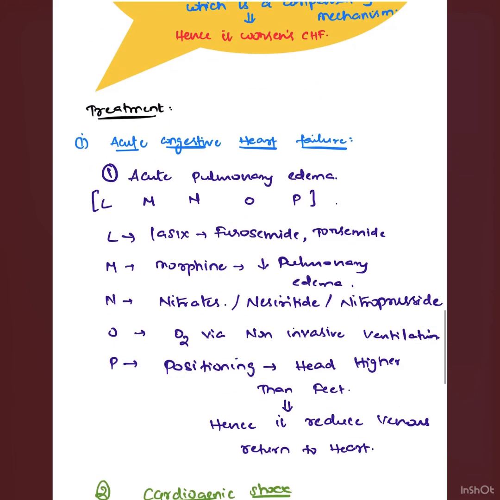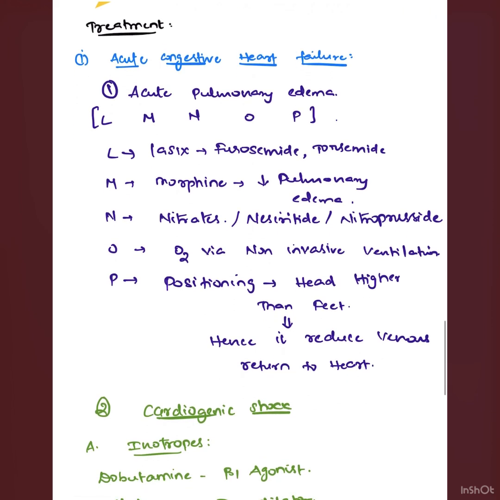Next is treatment. First we will see acute congestive heart failure, where there are two conditions: acute pulmonary edema and cardiogenic shock. For acute pulmonary edema we can use the mnemonic LMNOP. L is for Lasix, that is furosemide, and torsemide can be given. M is for morphine, an important drug which reduces the pulmonary edema in acute congestive heart failure. N is for nitrates, which are vasodilators. O is for oxygen, which should be given via non-invasive ventilation.